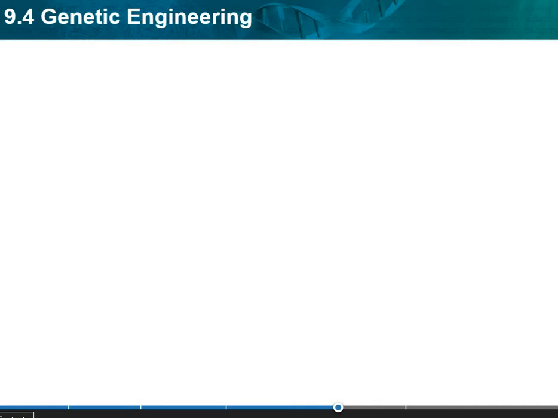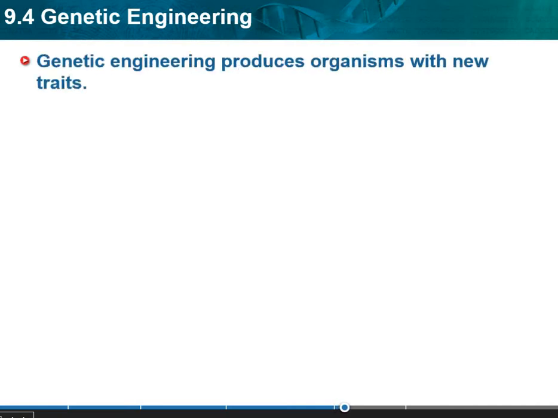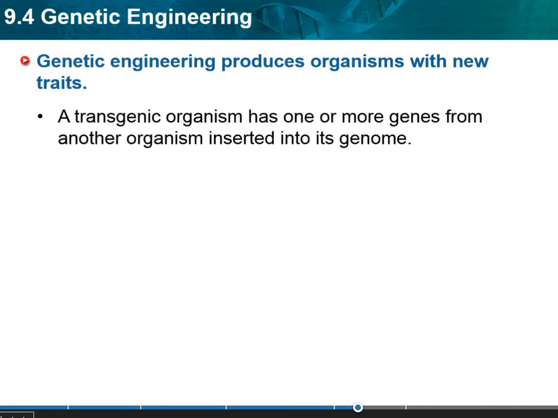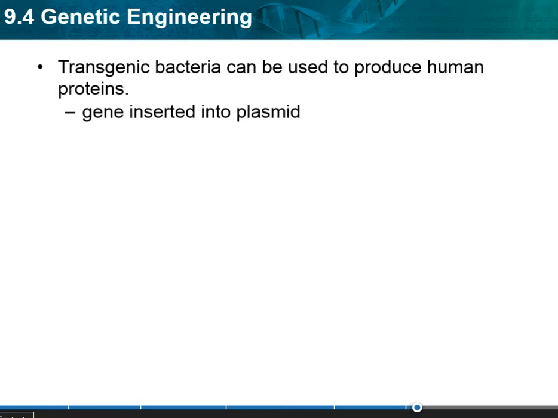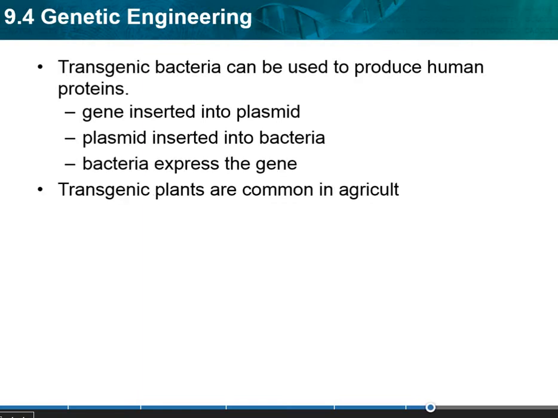So, genetic engineering: a transgenic organism is an organism with one or more genes from another organism put into its genome. You can see the process I described would be how we take the gene for human insulin and put it into bacteria, so the bacteria would then be a transgenic organism. The bacteria would not have any use for the human gene for insulin. It will make insulin and just get rid of it as a waste product. So transgenic bacteria can be used to produce human proteins, like I was saying. Genes are inserted into the plasmid, and the plasmid is then inserted into the bacteria. And the bacteria are going to express the gene.